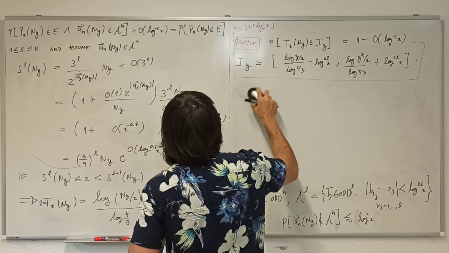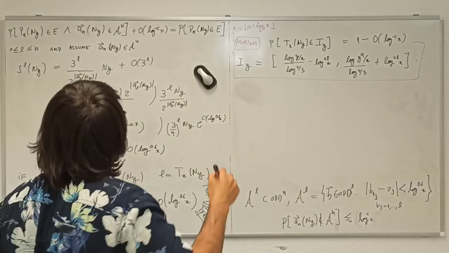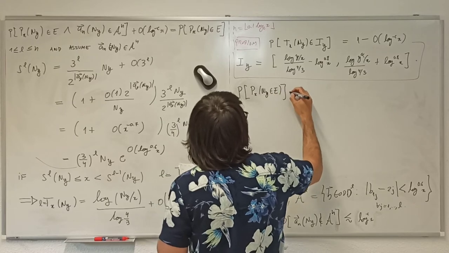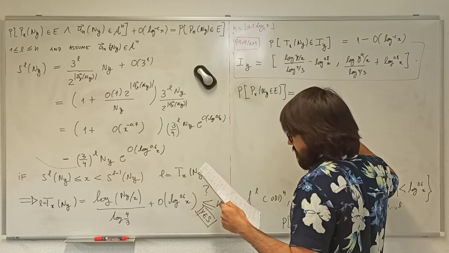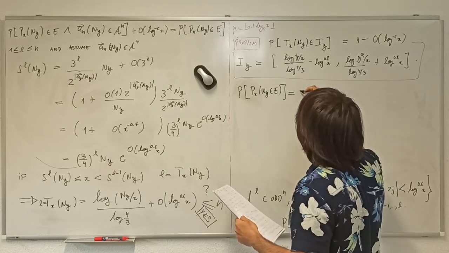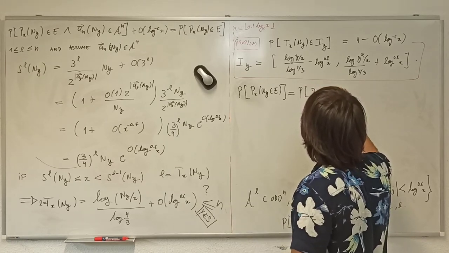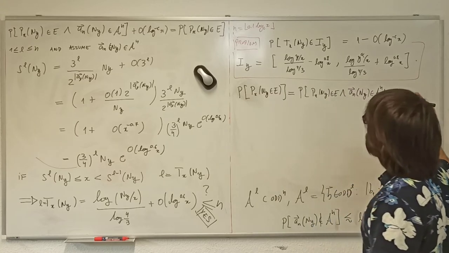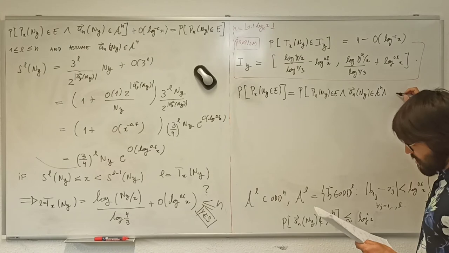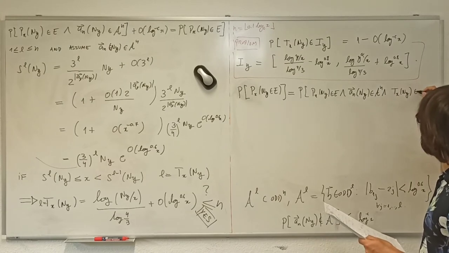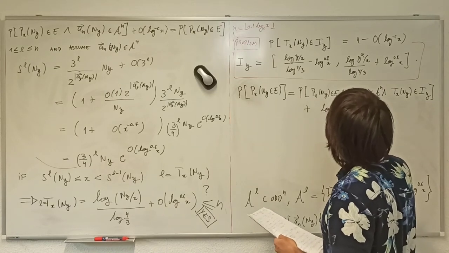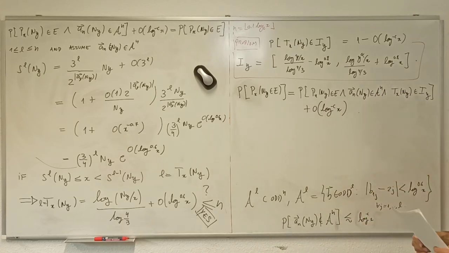I end up concluding, maybe I should switch pens, but concluding that the probability that Px Ny belongs to E equals a triple event, which is right there, the probability of Px Ny in E, and An of Ny in An, and Tx of Ny in Iy by the problem, plus an error, which is log of minus c. Okay. So that's what I end up concluding.